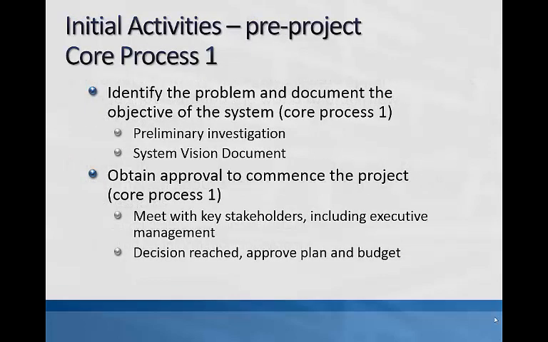Let's go through the core processes. Core process 1 usually starts before an official project is approved. Preliminary information is necessary to know if a new system is even justified. First, we identify the problem and document it with a system vision document. Second, we obtain approval and get funding.